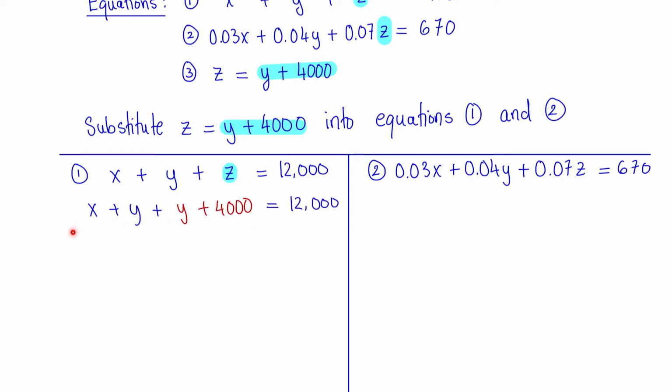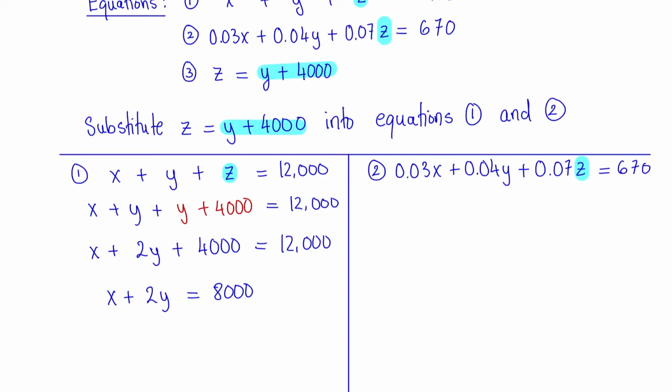And I will need to simplify this equation. I have y plus y is 2y. So I have x plus 2y plus 4,000 equals 12,000. And if I subtract the 4,000 from both sides, I will have x plus 2y equals 8,000. This is my new equation 1.